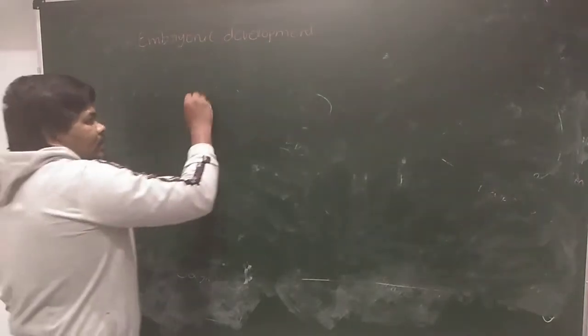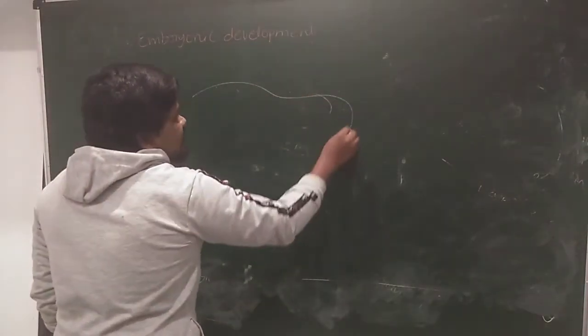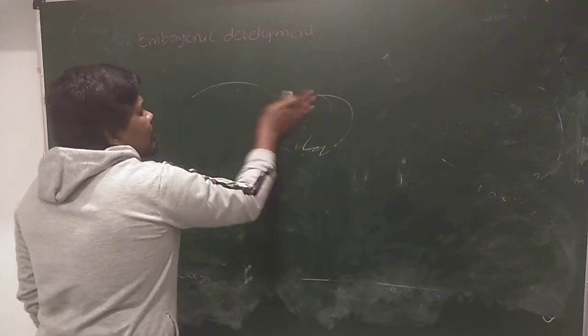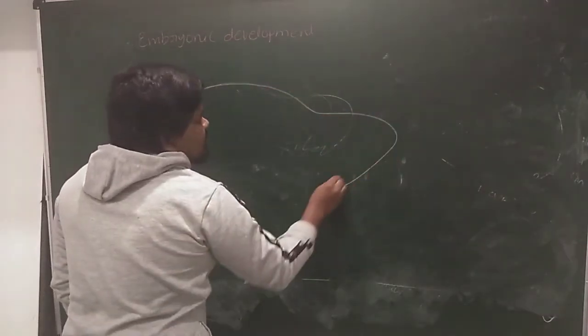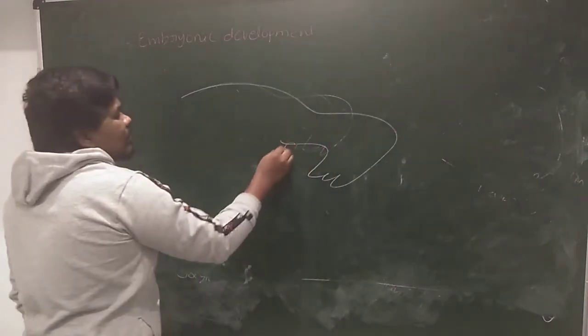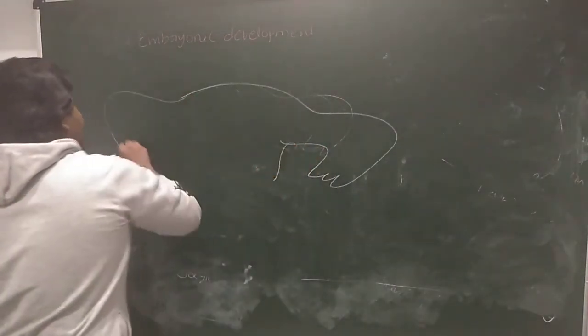After fertilization, what happens? We can see the formation of the zygote inside the fallopian tube. See, this is the female reproductive system. This is the fallopian tube.